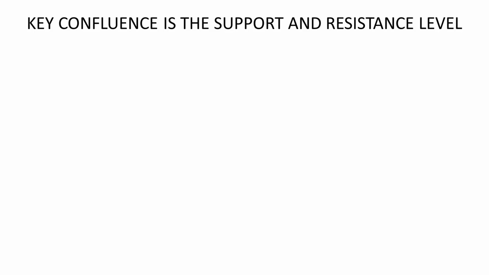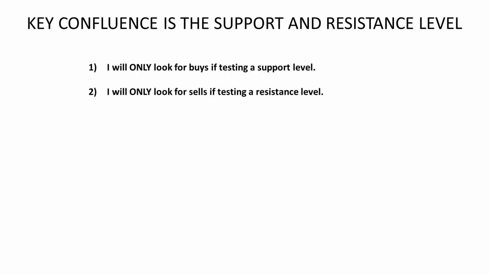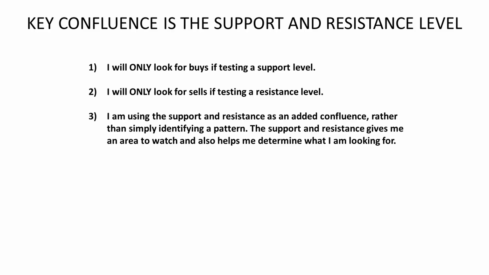This is where I start removing myself from the textbook definition of these patterns. My rules are: 1. I will only look for buys if testing a support level. 2. I will only look for sells if testing a resistance level. 3. I am using the support and resistance level as an added confluence rather than simply identifying a pattern. The support and resistance gives me an area to watch and also helps determine what I am looking for, buys or sells.